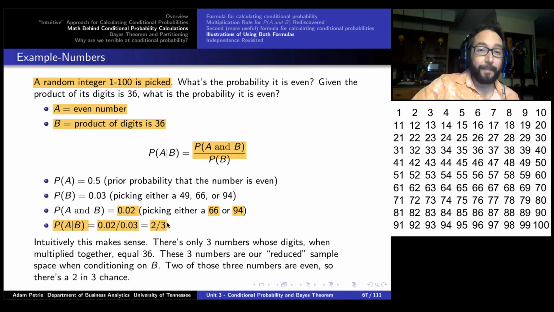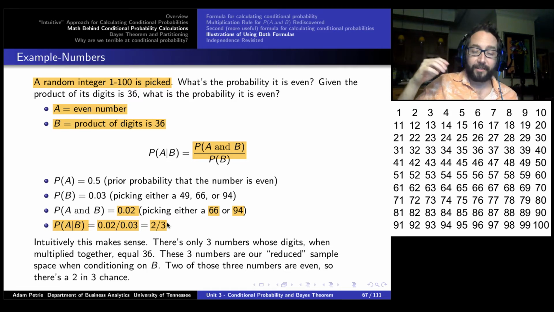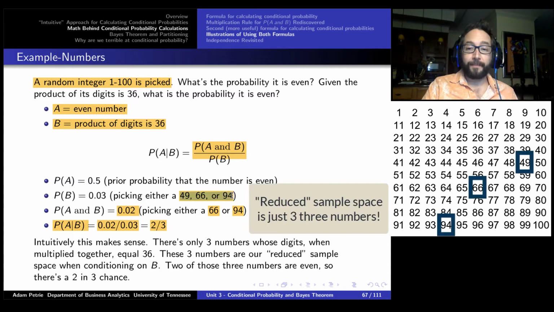So that's a lot of math. That's kind of a lot of work to get to an answer that we could have come across without too much difficulty. If we know that the number that was picked had a product of its digits be 36, well, there's only 3 of them. These 3 are equally likely. What's the probability among these 3 numbers of picking an even number? Well, 2 of these 3 are even. So bam, the probability that it's even given the product of the digits is 36 has to be 2/3 here.